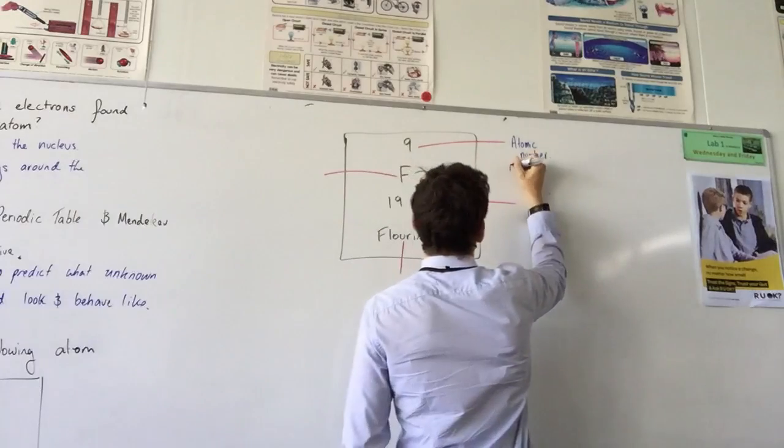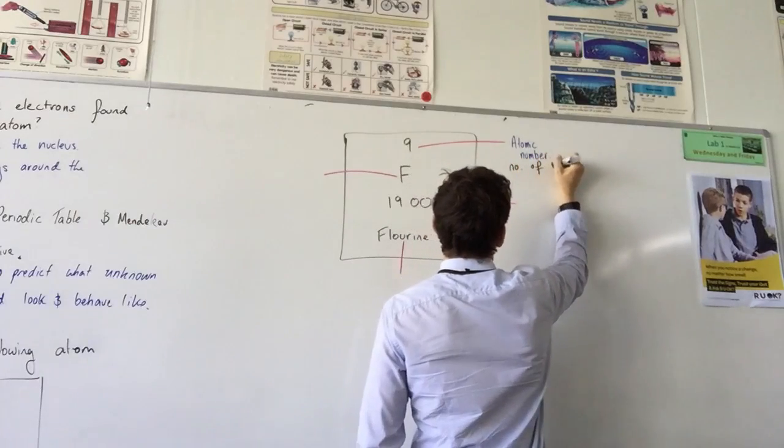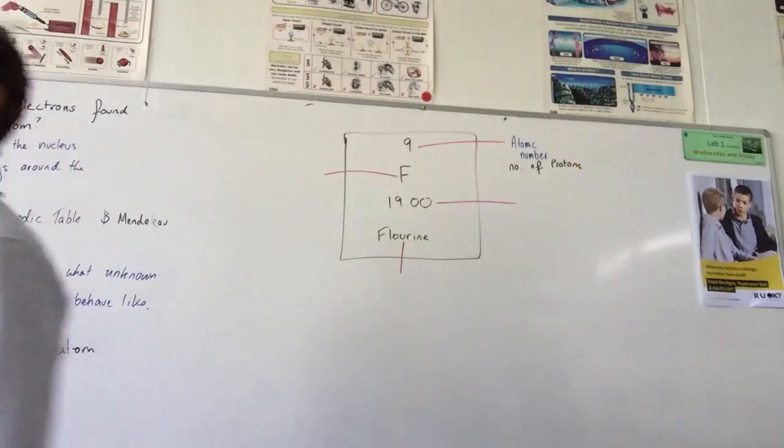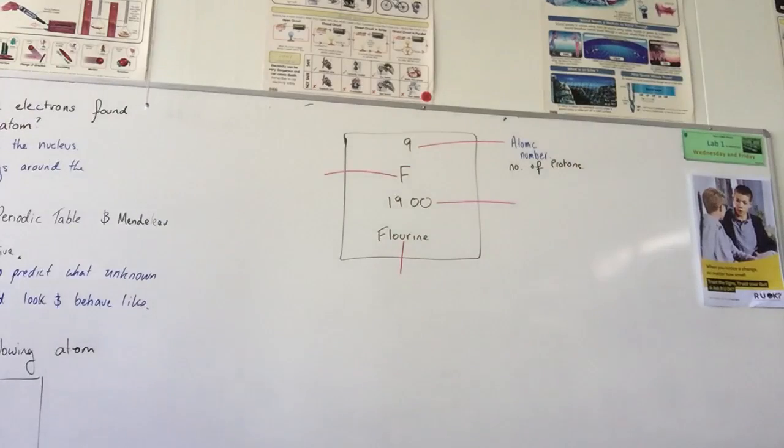So I'm just going to write, that's the number of protons. Very good. So every atom of fluorine on Earth, in the universe, has 9 protons. If it doesn't have 9, if it has 8, is it fluorine anymore? It becomes oxygen.